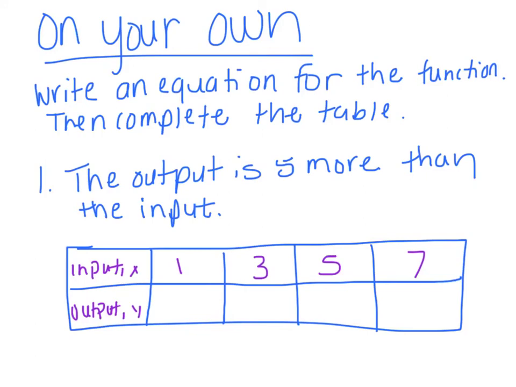All right, here's your first on-your-own question. Write an equation for the function, then complete the table. So the function's given to you in words, and you need to write it as an equation. The output is 5 more than the input. And then complete the table for the given inputs that you have.